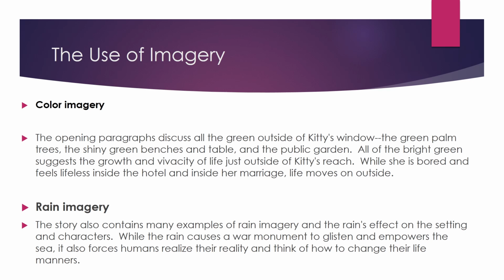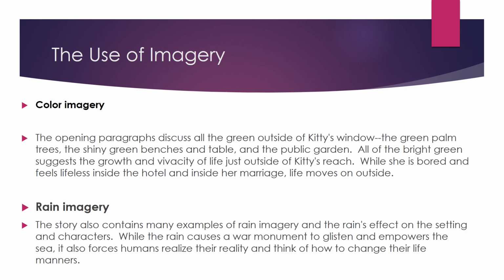We also have that color imagery. The opening paragraphs discuss all the green outside of Kitty's window, the green palm trees, the shiny green benches and table in the public garden. All of the bright greens suggest the growth and vivacity of life just outside of Kitty's reach. While she is bored and feels lifeless inside the hotel and inside her marriage, life moves on outside. Again, we have such colorful scenes in the story.